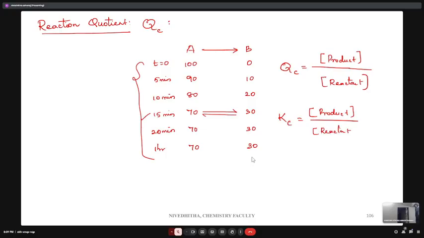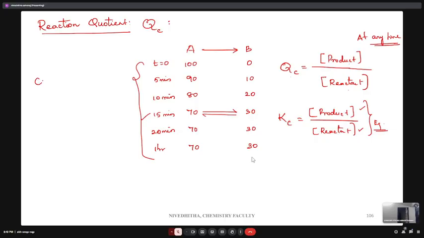But the concentration of product and reactant were at equilibrium. When the system is at equilibrium, at that time, the concentration of product and reactant were divided to find the value of Kc. But Qc is the concentration of product and reactant at any time, at any instant. So by comparing the value of Qc with Kc, we can find the direction of the reaction.